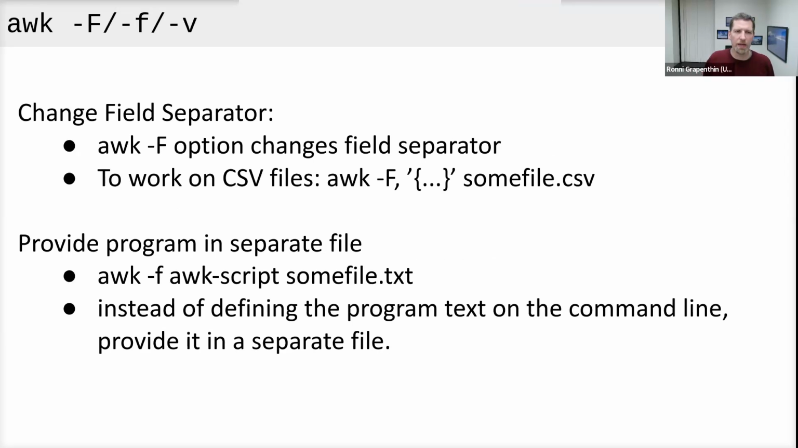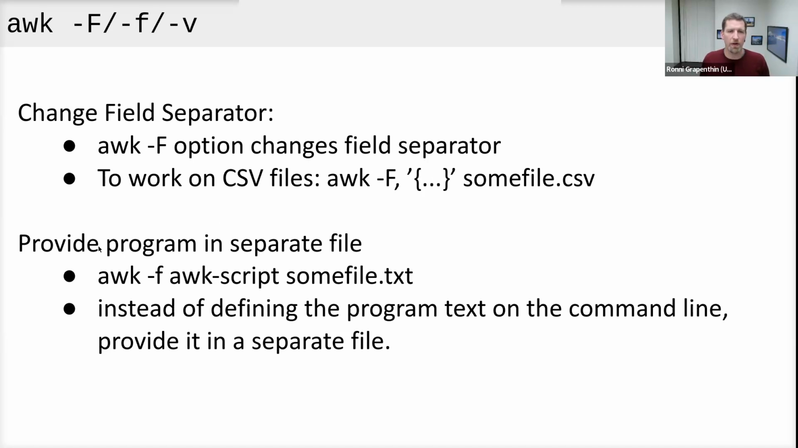Awk has a few command line options. Here are just a couple given, capital F, minus lowercase f, and minus v. So if you use capital F, you can change the field separator to work on CSV files, which are defined to be separated by commas. You can say minus F, and then you give a comma, and then you operate on some CSV file. And now everything that is in between commas is going to be interpreted as a field by awk.